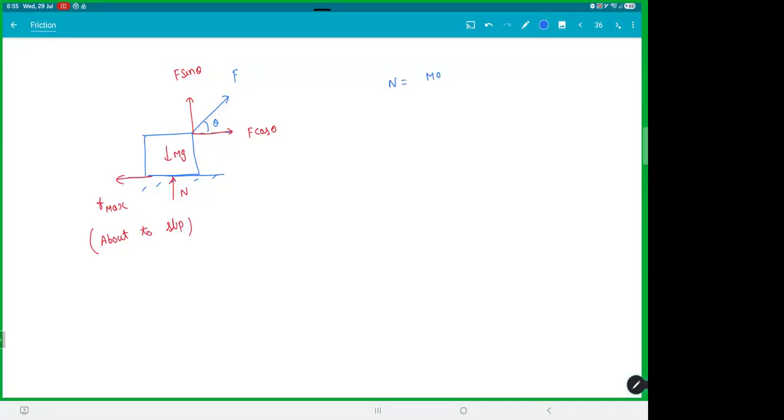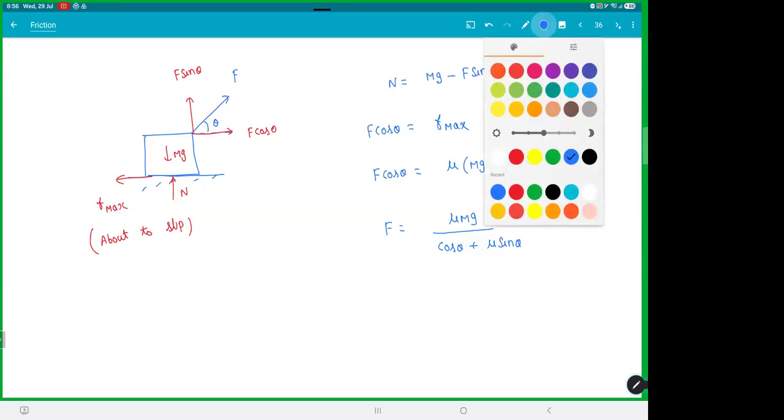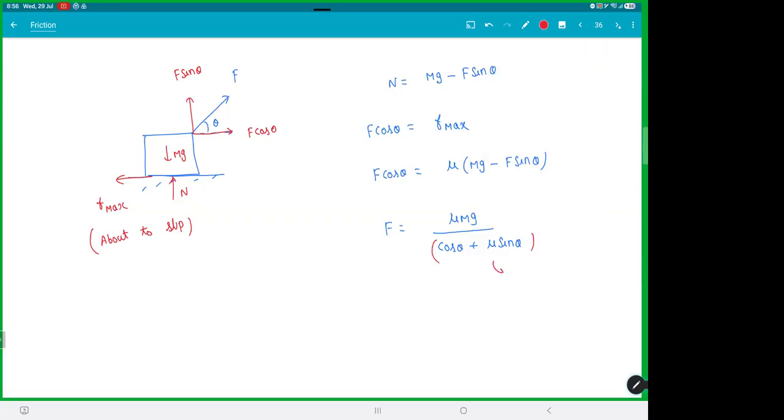N is equal to mg minus F sine theta. So remember, theta is variable, F is also variable. F cos theta is equal to f max. So we get F cos theta is equal to mu N, that will be mu into mg minus F sine theta. We get F is equal to mu mg by cos theta plus mu sine theta. So this is the force for different angles. If you apply a different theta, we get a different force. So to get the minimum force, we need to maximize the denominator.